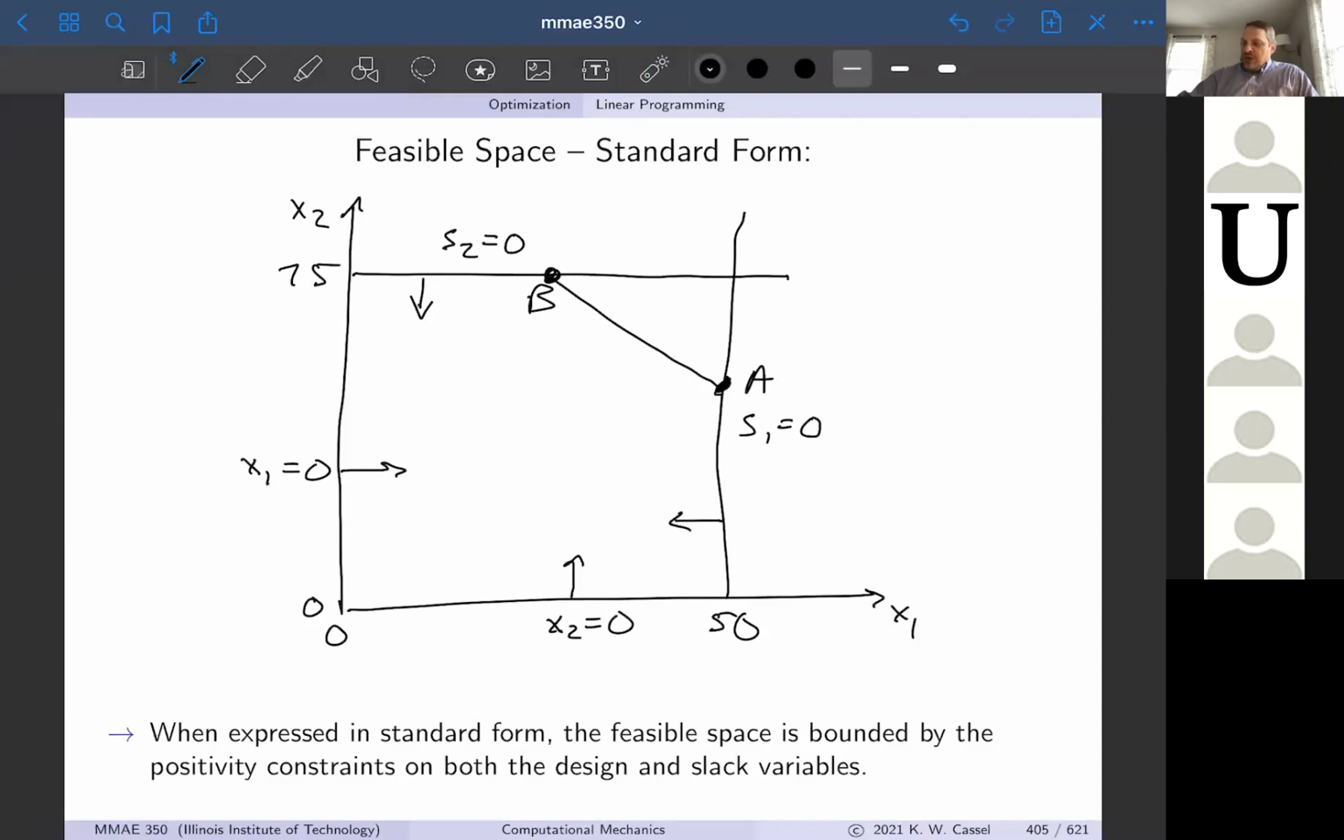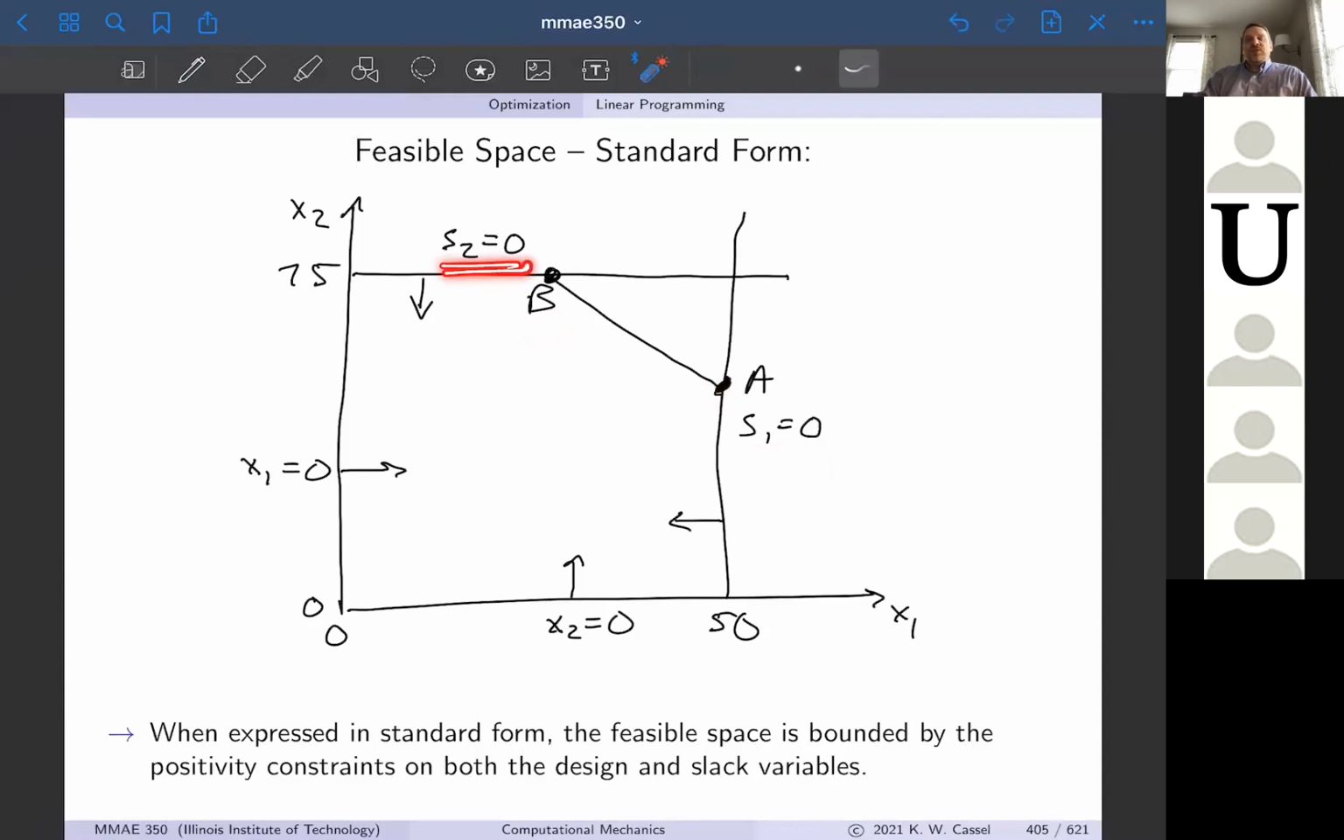But now what I want to point out, the reason why I drew this, is point A corresponds to when s1 is 0, and point B corresponds to when s2 is equal to 0. And that's always going to be the case. We'll discuss this more in a moment.